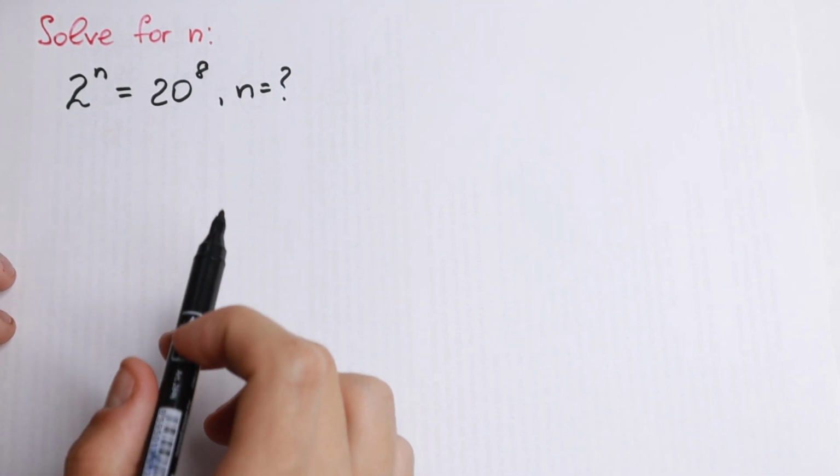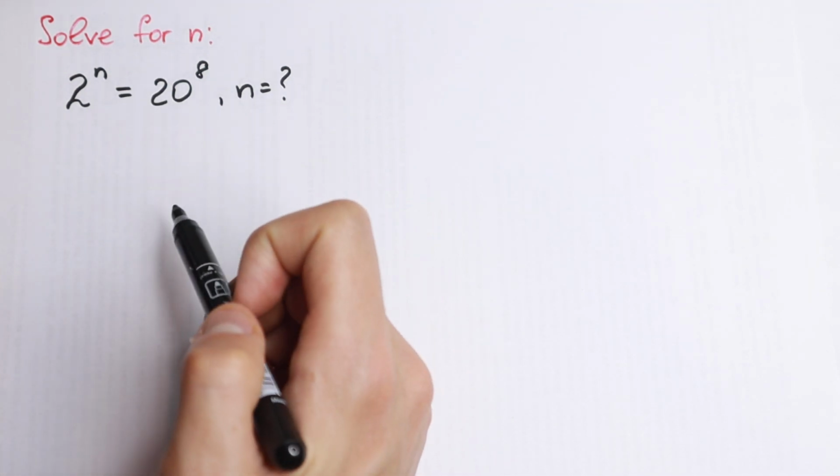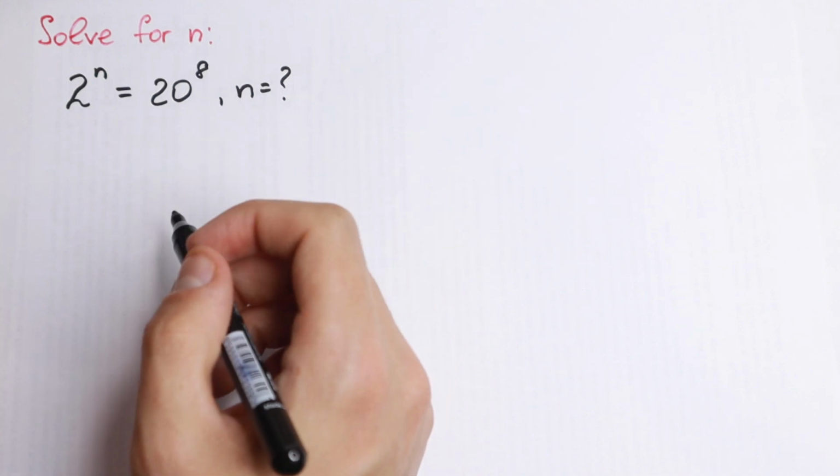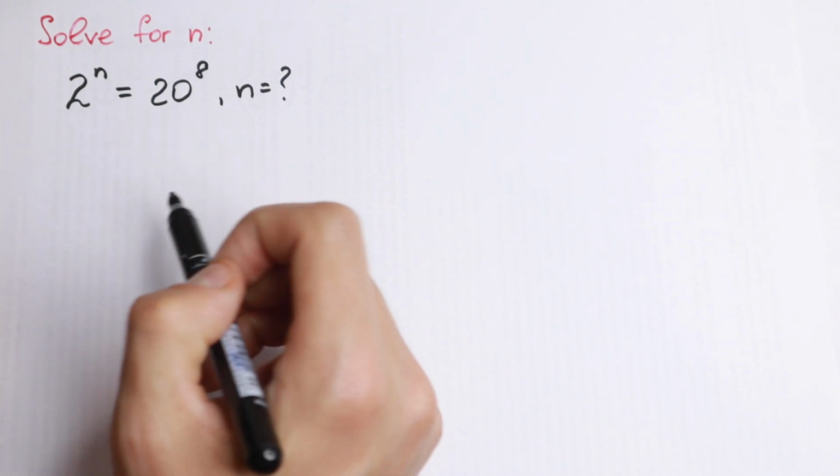Today we have a really interesting equation. We have 2 to the n equal to 20 to the 8th power, and we need to find n in this equation. How can we solve it? Of course, it looks like it's really good to take a log from both of the sides.